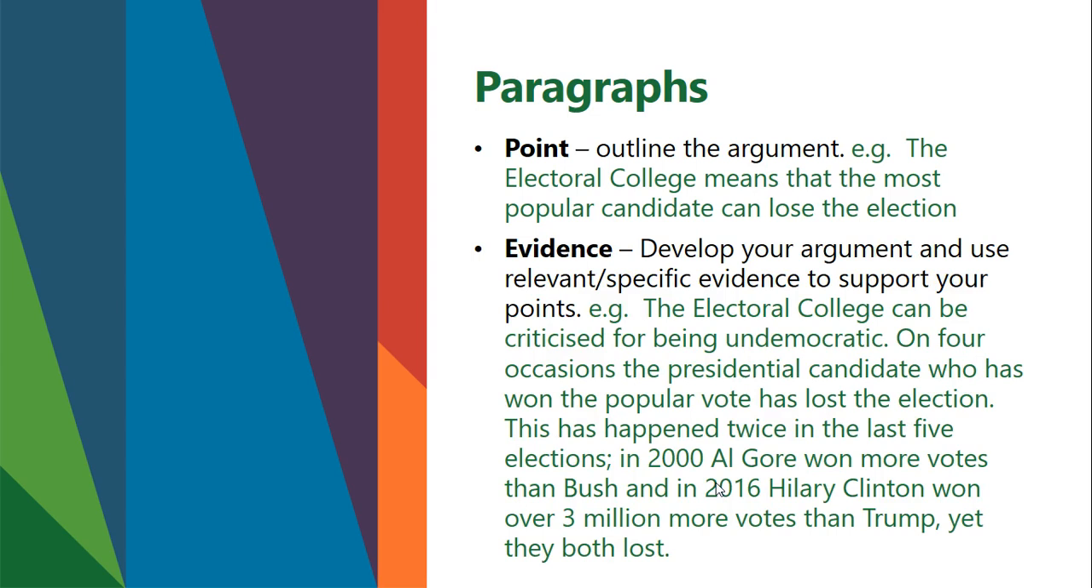For example, the Electoral College means that the most popular candidate can lose an election. Develop that point with specific evidence to support your points. So, for example, the Electoral College can be criticised for being undemocratic. On 4 occasions, the presidential candidate who has won the popular vote has lost the election. This happened twice in the last 5 elections. In 2000, Al Gore won more votes than Bush, and in 2016, Hillary Clinton won 3 million more votes than Trump, yet they both lost.